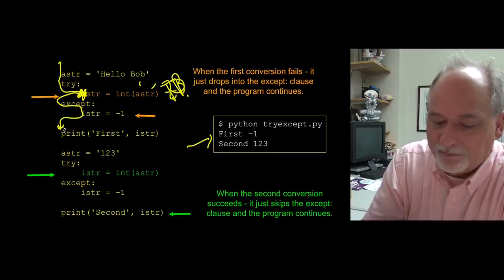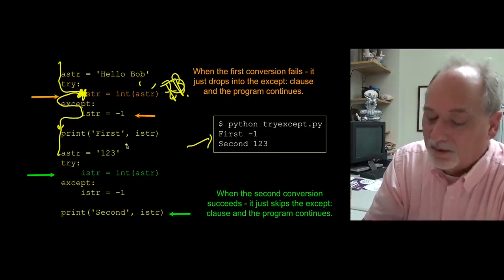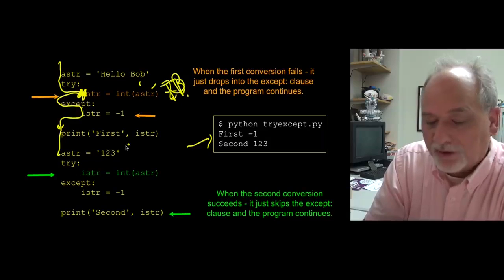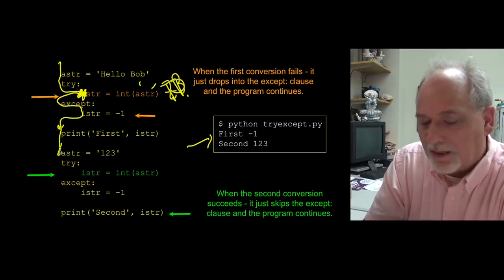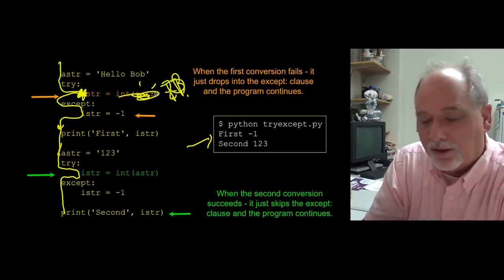And then we keep on going, and now we have put in the digits 1, 2, 3, and now it's going to work, but we still have it in a try block, and this one works, it does not blow up, and then it ignores the except block. So the except block is only triggered when something goes wrong in the code. It is ignored if something doesn't go wrong.